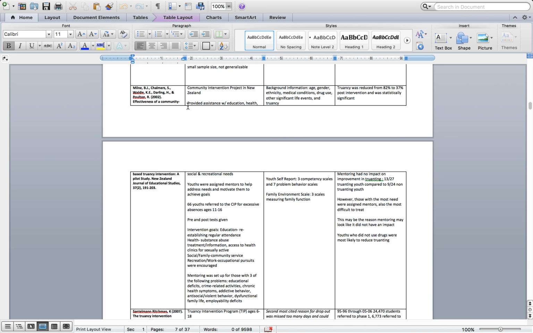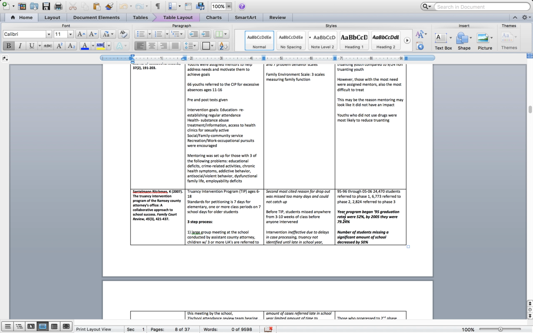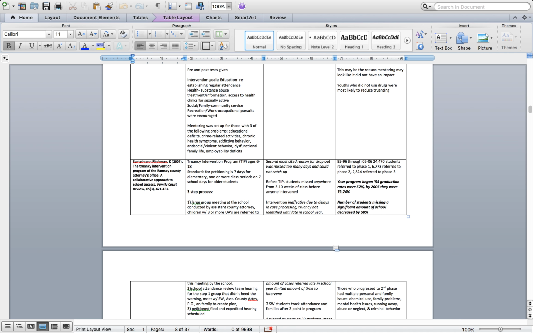This one is much shorter. Milne, Chalmers, a community intervention project in New Zealand. I give just points about what's happening, what their intervention goals were, how they approached the problem, background information they collected, the self-reports, the scales. It's all here so that when I go to write about these things, they're already contained here. I talk about how much truancy was reduced, what had impacts, what didn't, what was reducing truancy. And as you can see, truancy was my main focus for much of my research.